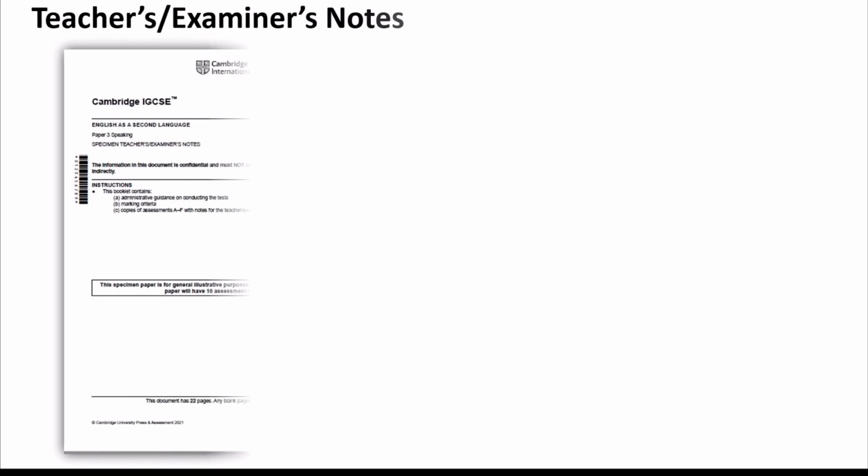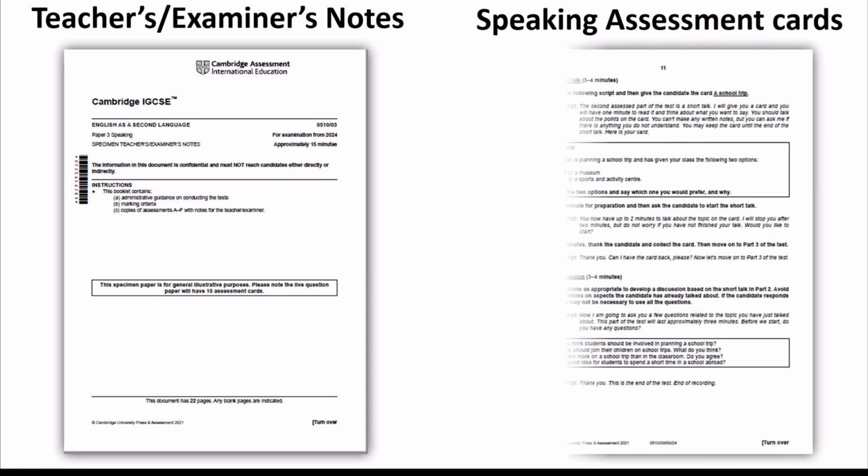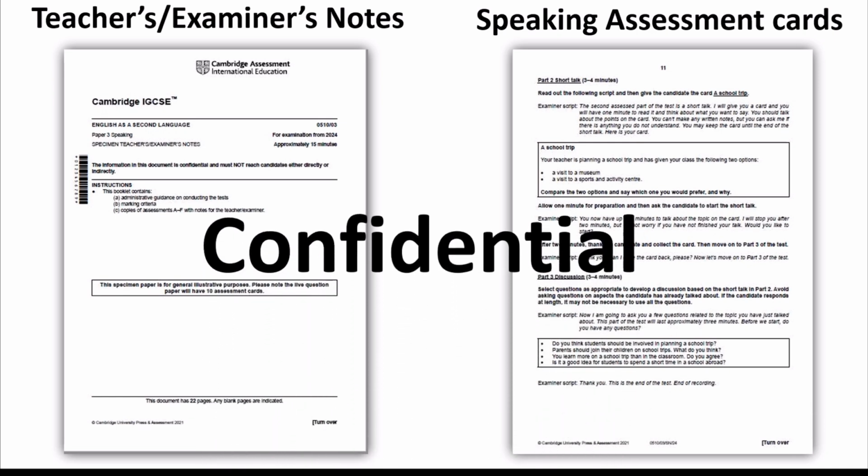Let's now look at what to do before the speaking test. A few weeks before the test, you will be sent a copy of the teacher's examiner's notes and a set of speaking assessment cards. These cards must not be opened until 1 working day before the test. These materials must remain confidential and must be kept in a secure place by the centre until the end of the examination period.